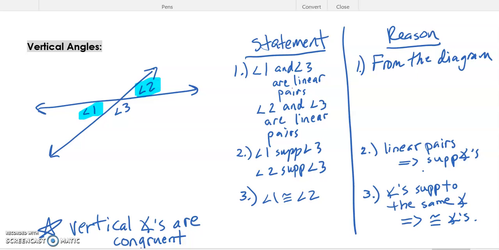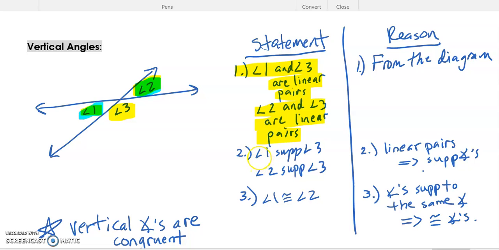I've outlined this proof already so that we can come to a logical conclusion about the relationship between all vertical angles. First off, we can see that angles 1 and 3 are linear pairs. You can also see that 2 and 3 are linear pairs. This is given to us just by looking at the diagram. We can assume straightness. Both of those, 1 and 3 and 2 and 3, are adjacent angles that create a straight angle, so they are linear pairs.